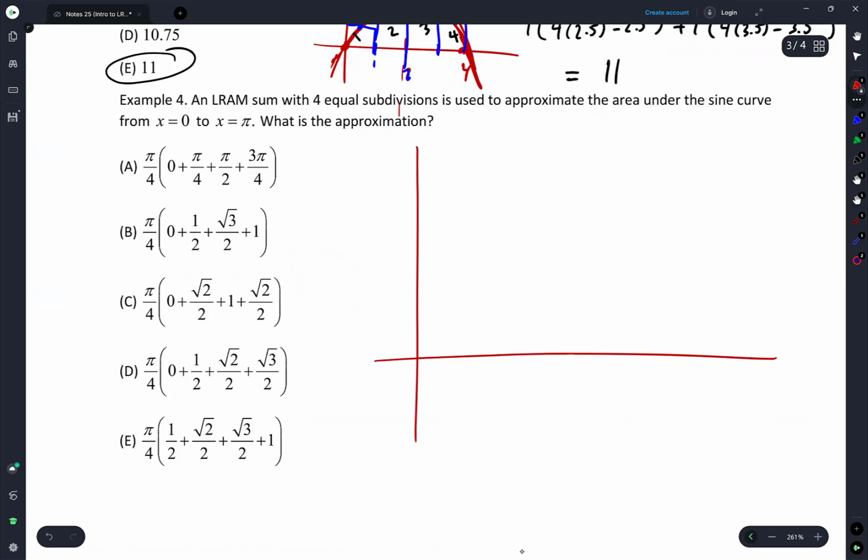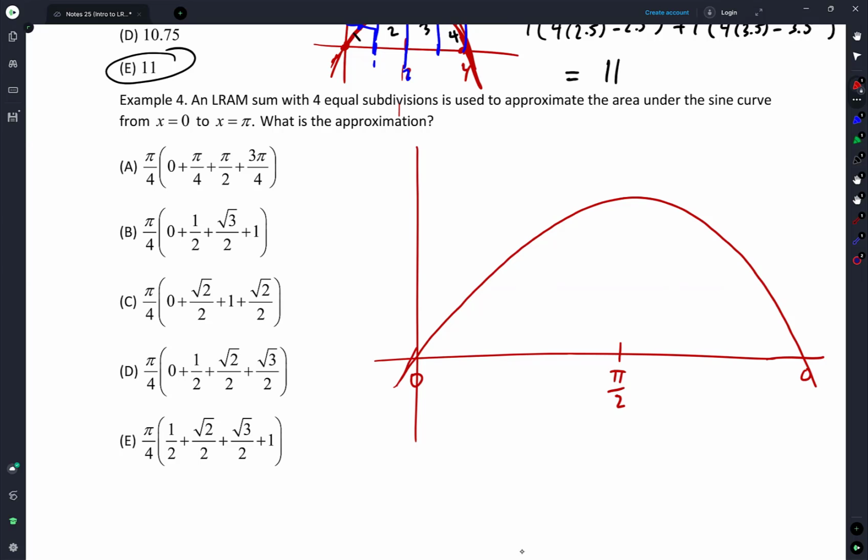So here it is, I'm exaggerating it. 0 to pi. It looks kind of symmetrical. I have the high point at pi over 2, because sine of pi over 2 is 1. So here's 1 up here. And what do they want me to use? LRAM? All right, so if I'm cutting it into 4 pieces, the delta x is the hard part.